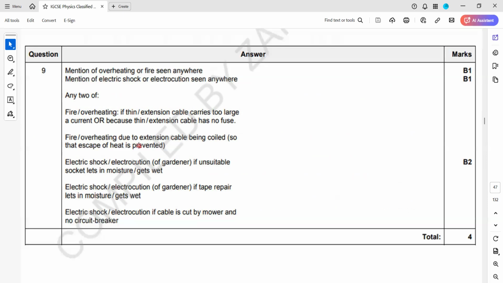But electric shock of the gardener: if an unsuitable socket lets moisture in and gets wet, or if the repair tape lets moisture in and gets wet, or if the cable is cut by a mower and no circuit breaker is there. So this you have to relate.